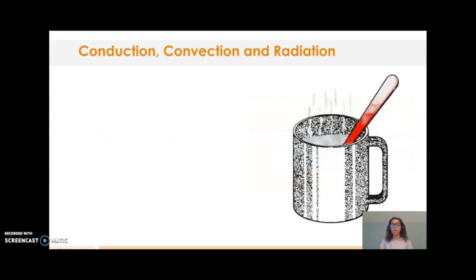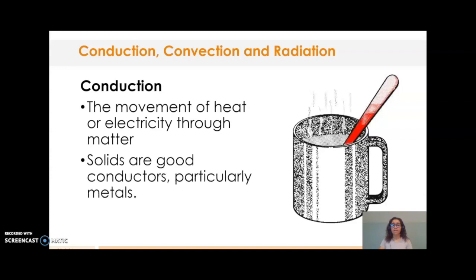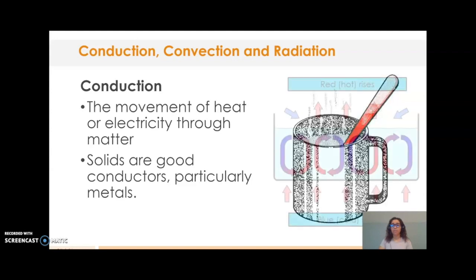All right, so let's look at the definitions of these three. First up, we have conduction, and this is the movement of heat or electricity through matter. Solids are good conductors, particularly metals.